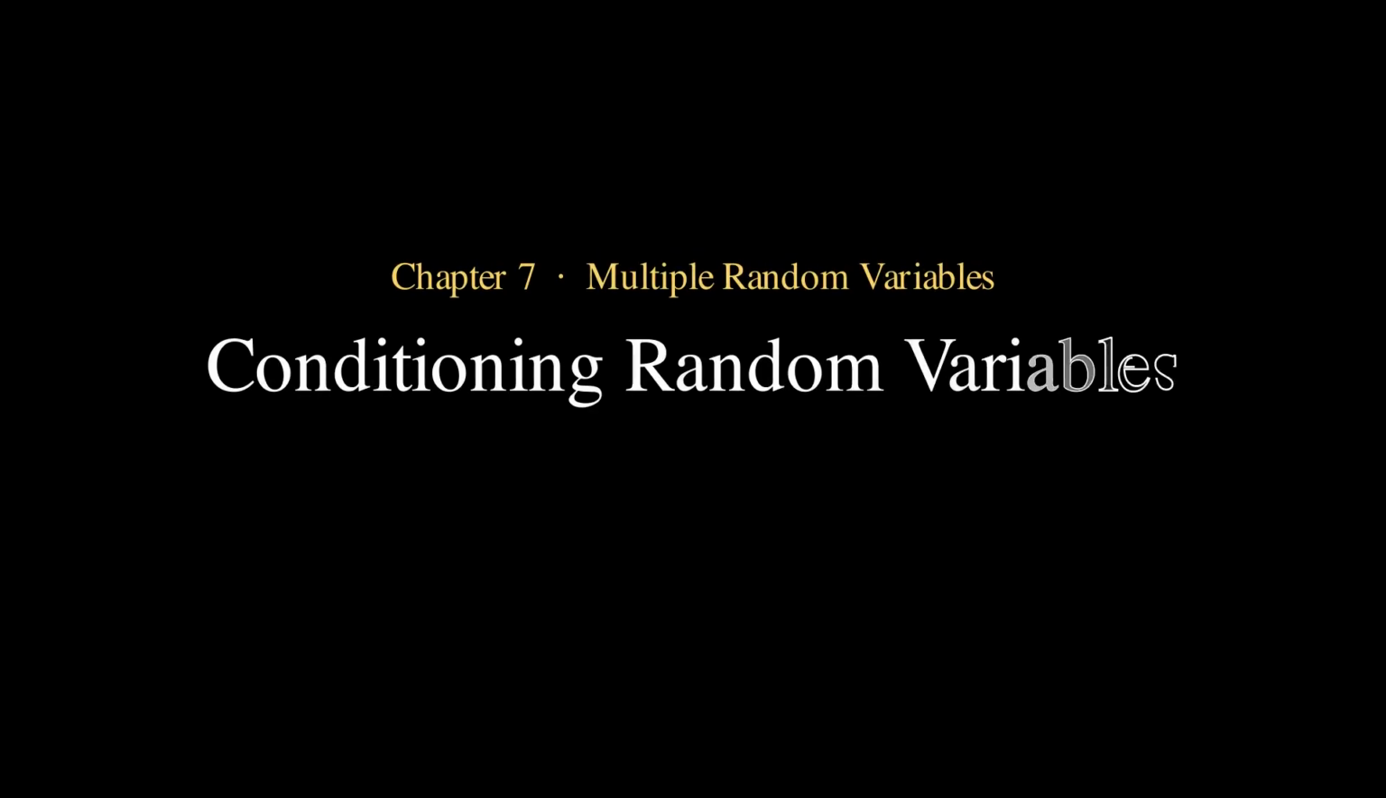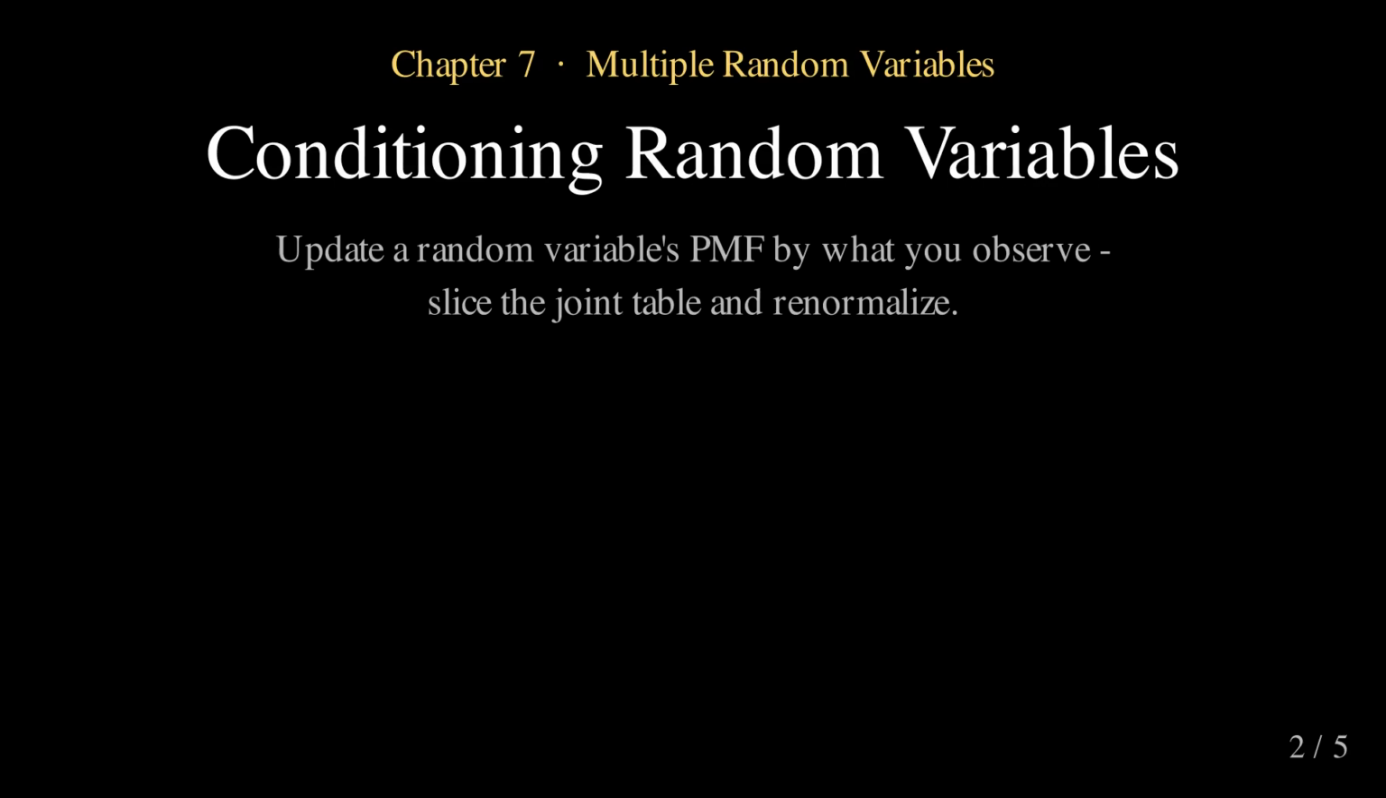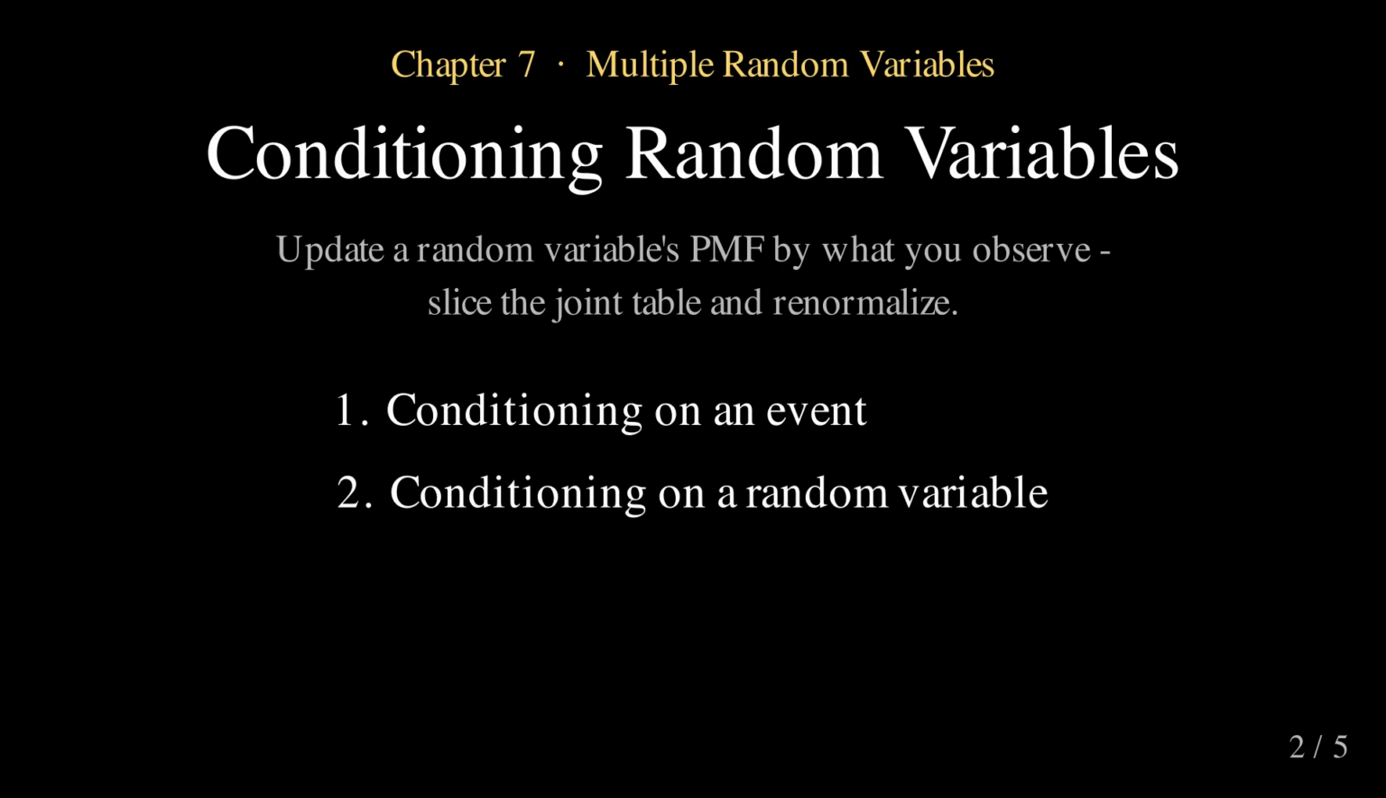Dependence is why we build joint models, and conditioning is how we use it. Observe something, update everything else. In this video, we condition a random variable on an event and watch a familiar ratio produce a genuine PMF. Then condition on another random variable, which turns out to be a slice of last video's table, renormalized, and put the machinery to work on a result that deserves to be famous. Thinning a Poisson stream leaves it Poisson.